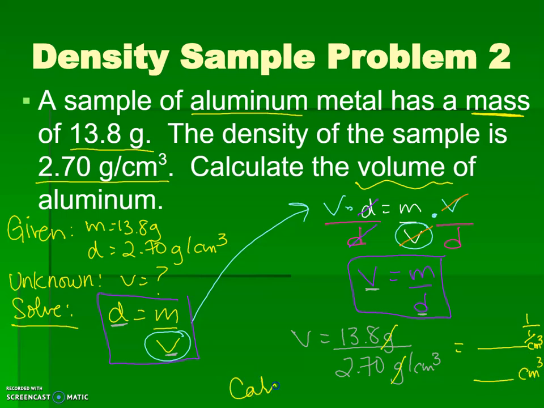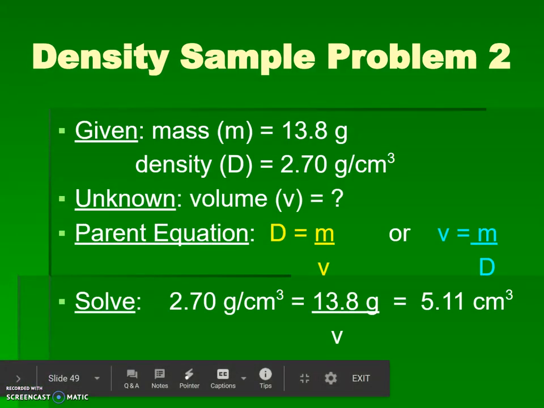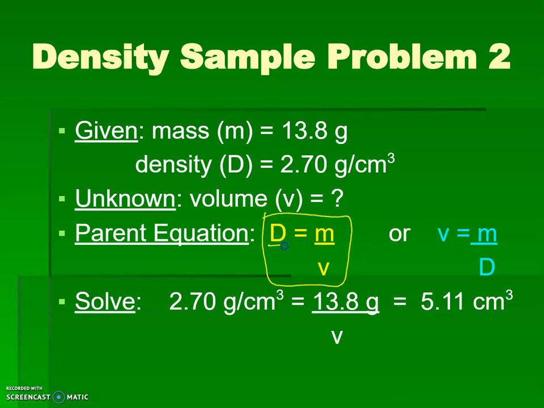And in your calculator, you are going to put 13.8 divided by 2.7 equals, and we should get 5.11. All right, this has 3 sig figs, this has 3 sig figs, my answer has 3 sig figs. So to show you that all typed out nice and neat, density equals mass over volume, and then you just trade where the V and the D are, so you can solve for volume, and then you can plug them in, and you get your 5.11 centimeters cubed.